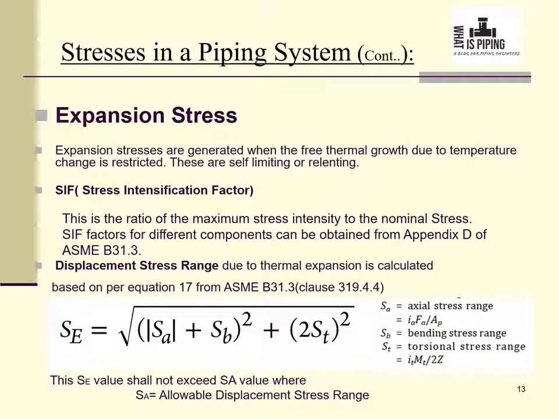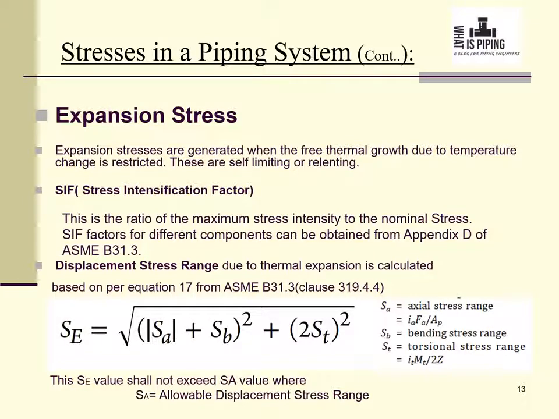B31.3 in its Appendix D provides various formulas for calculating SIFs for standard items like elbows, T connections. And also there is one code, B31J, that also provides SIF or stress intensification factor values.